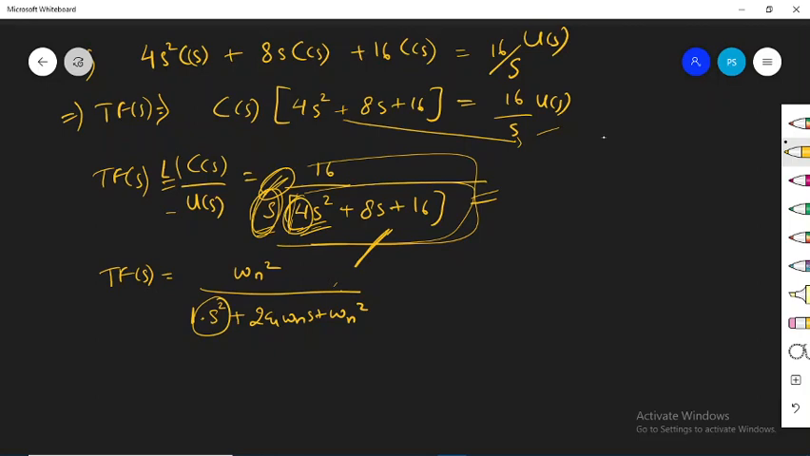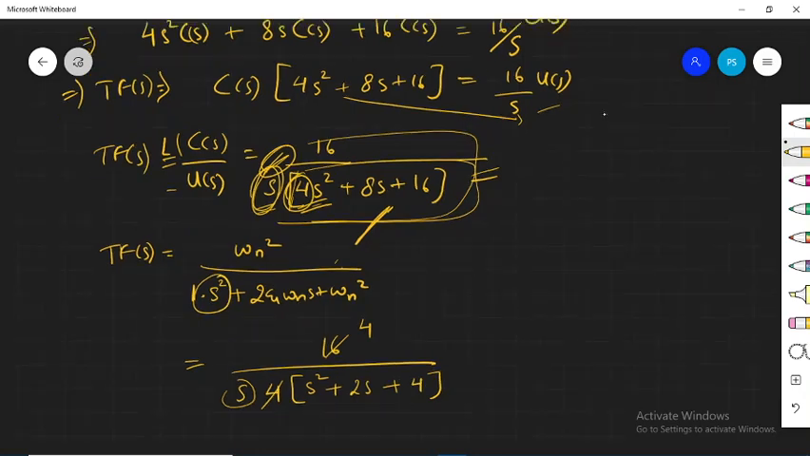Simple, what we can do, we can take 4 common from the denominator. We already have this s from the input's pole. We take s as common, hence inside the bracket it's going to be s square plus, if you take 4 common, this is going to become 2s plus this is going to become 4, and this 4 also will get cancelled, so this will become 4 divided by s square plus 2s plus 4.